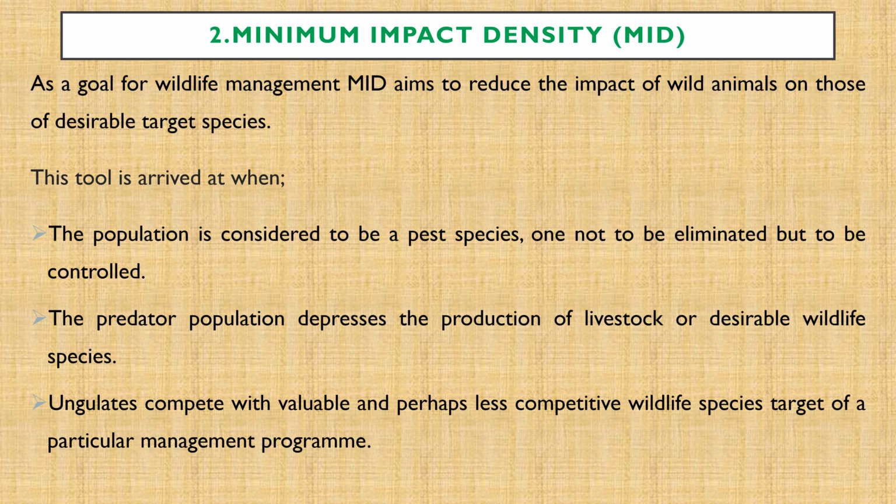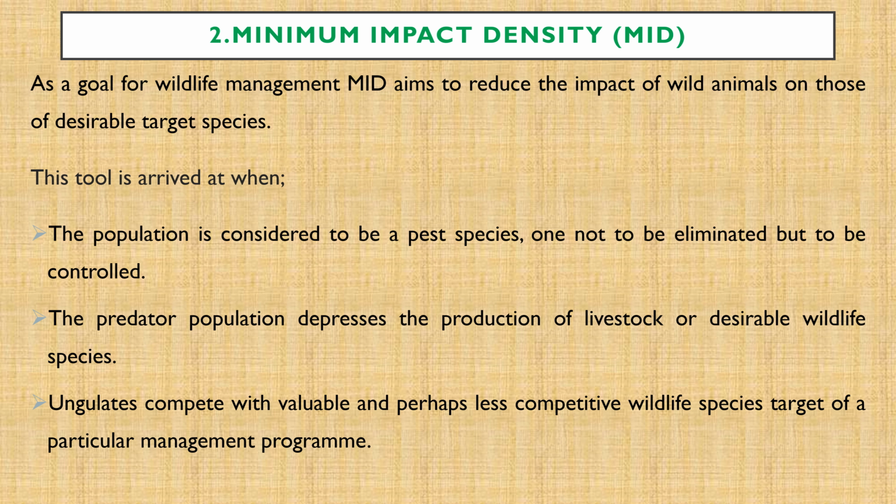Under economic carrying capacity, the second tool we look at is the minimum impact density. So here we need to understand that the main aim is population control. As a goal for wildlife management, minimum impact density aims to reduce the impact of wild animals on those of desirable target species.